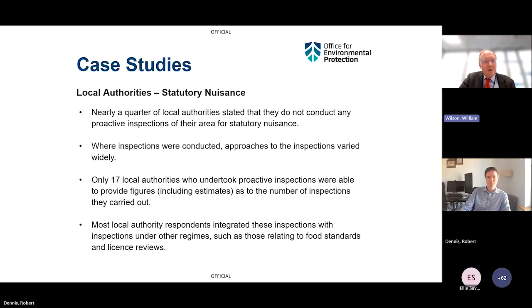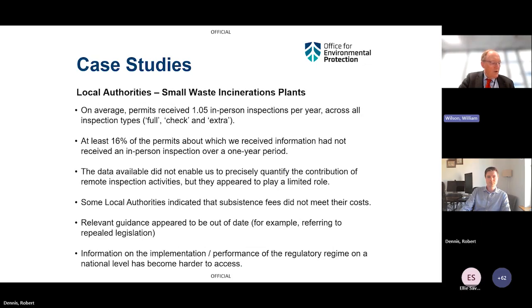We just have a look at a contrasting case study, the local authority's small waste incineration plants. Have we got that one? Yeah. Thank you. On average, permits received 1.05 in-person inspections per year across all inspection types, but 16% of the permits about which we received information hadn't received an in-person inspection over a 1-year period.